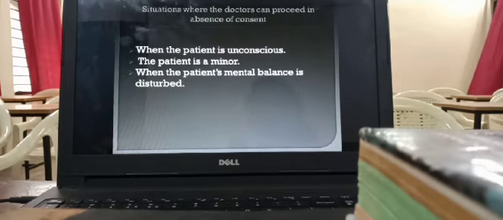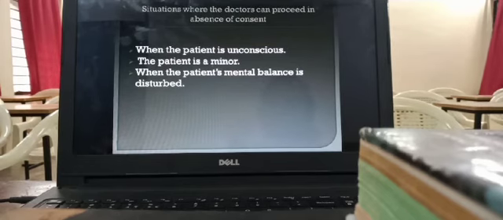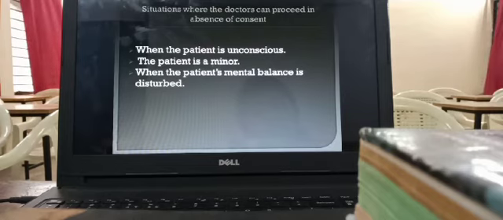There are a few situations where the doctors can proceed in the absence of consent. The doctors do not need consent in situations like when the patient is unconscious. If the patient is unconscious, or if the patient has no relative accompanying, in that case we can start off the procedure or treatment without the consent of the patient.